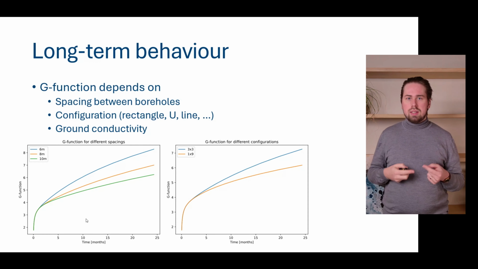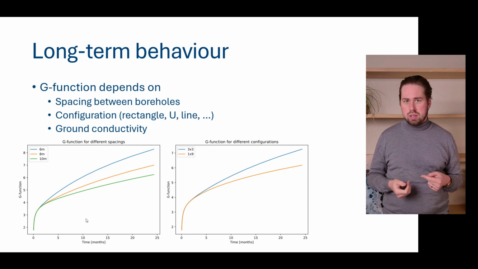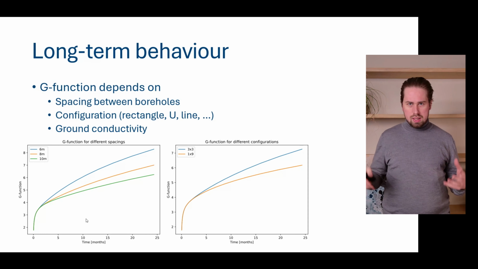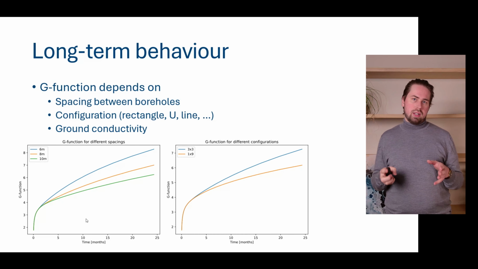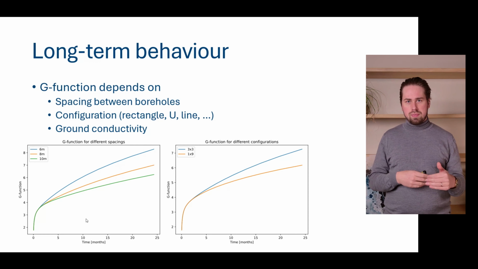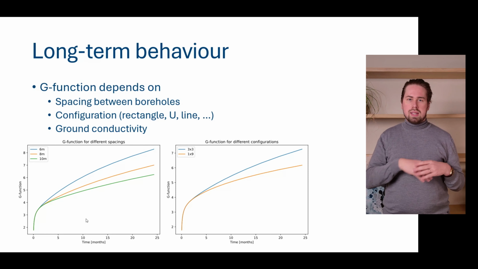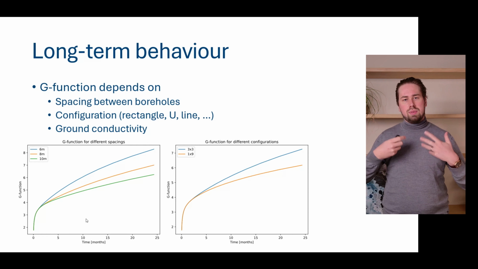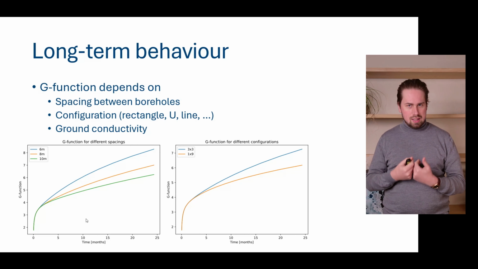Now, the same reasoning you can do for borehole configuration. So imagine you have 9 boreholes and you need to place them. Well, you can do that either in a grid of 3 by 3, or you can place them all on a line. And as you can see here, if you place them all on a line, also our G function will be lower, meaning the effect of the imbalance will be less.